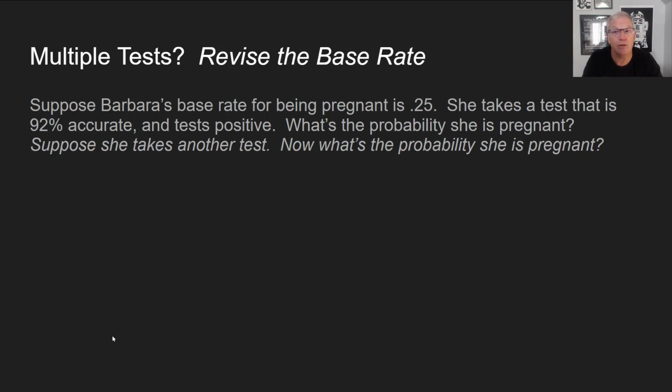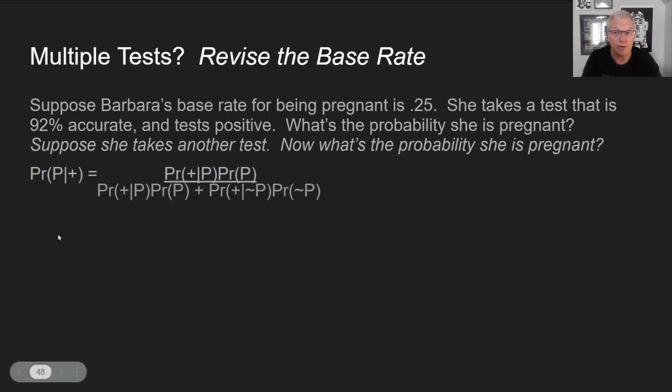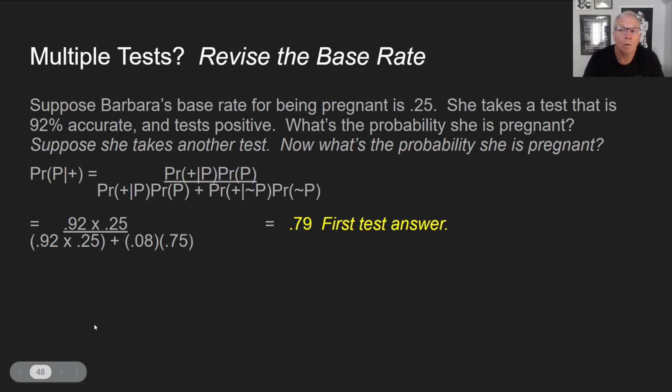Okay, so the way you do this is you do it as 2 straightforward Bayes problems. The first one is just what's the probability she's pregnant given that she tested positive, and we do this the very same way we've done all the others. So we'd get this answer, 0.79. So when you plug those numbers into this equation, we go from thinking Barbara's pregnant at 25% to now 79%. That's after one test. The question is, now what do we do if she takes another test?